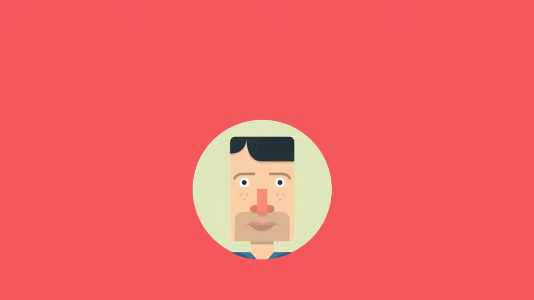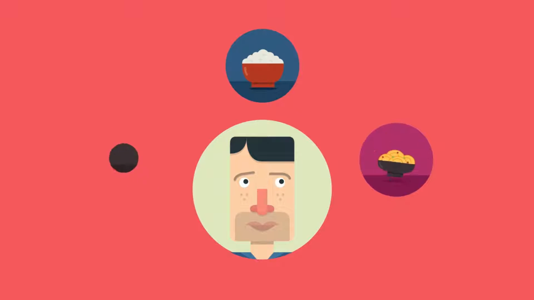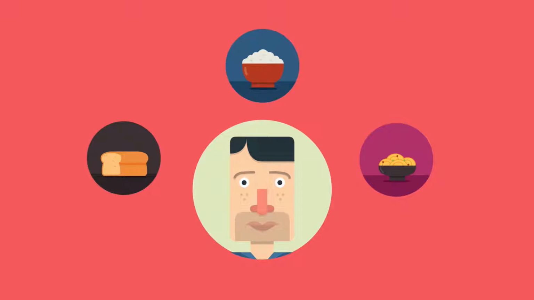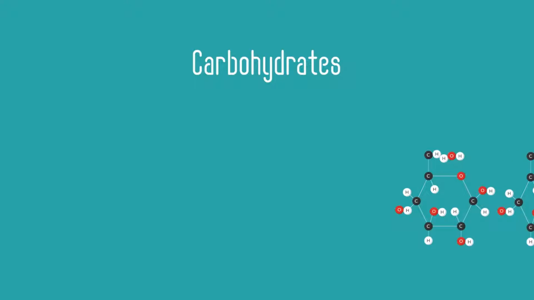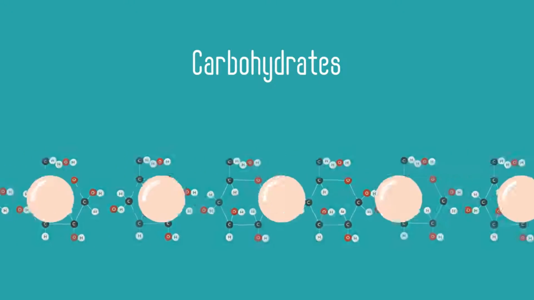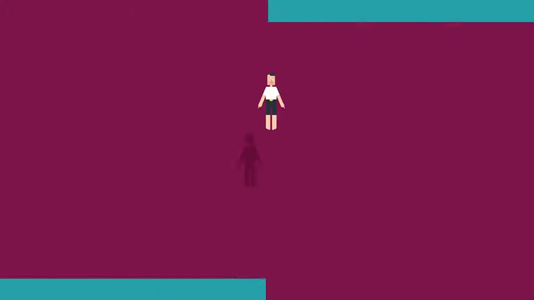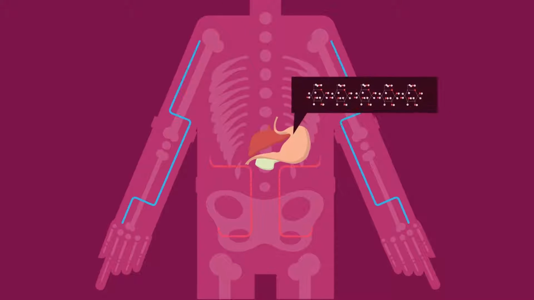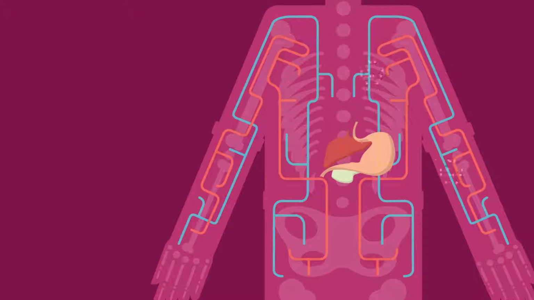When you consume a meal that is high in carbohydrates, such as rice, pasta and bread, this will cause your blood glucose level to increase. Carbohydrates are essentially long chains of repeating glucose monomer units, much like beads on a necklace. During digestion, this is broken apart into glucose, which is absorbed into our bloodstream.